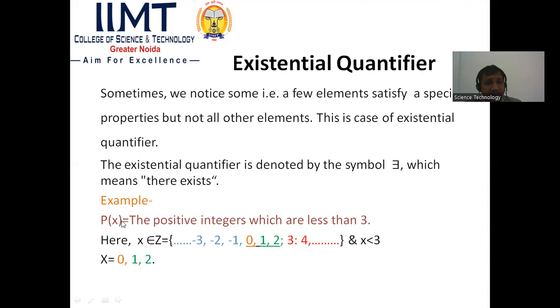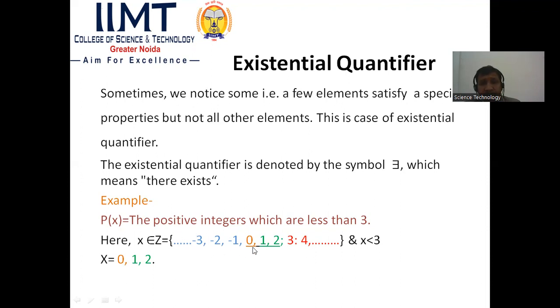Here there is an example. P(x) is a property: the positive integers which are less than 3. And here we are taking the universe of discourse as Z. That means x is assuming values from this Z.